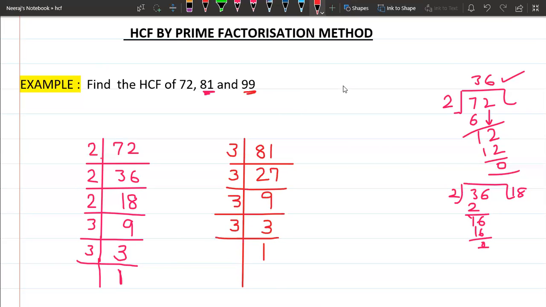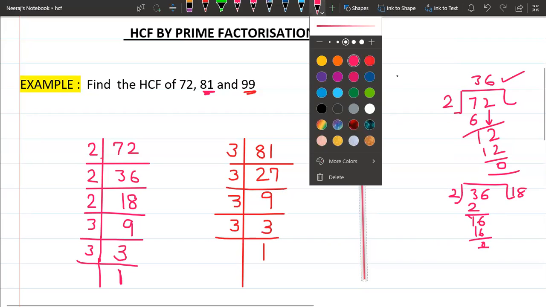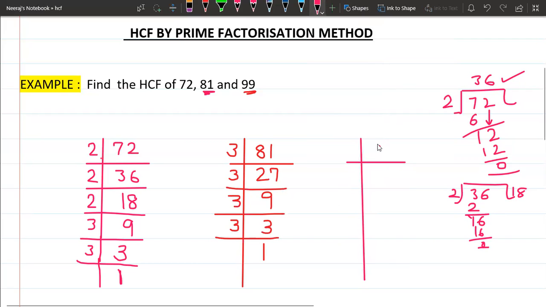The next number is 99. Children, to make a standing line, you have to use a scale. Now, we will find the prime factors for the number 99. So the next number is 99. Now, we have to start with the smallest prime number. So we cannot divide by 2. We will take the next prime number, that is 3.